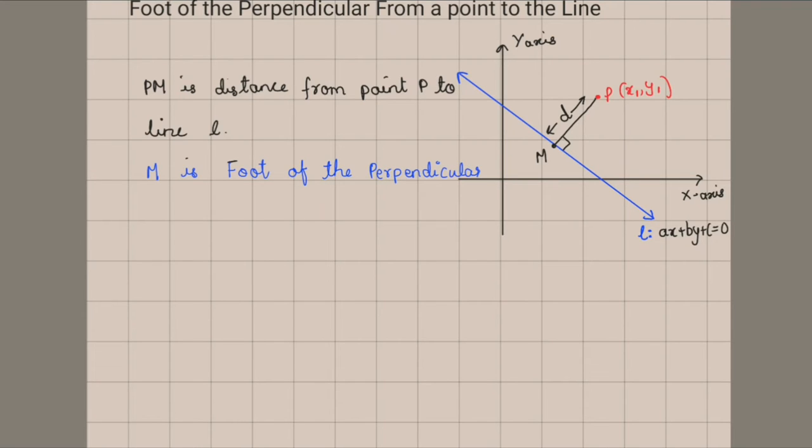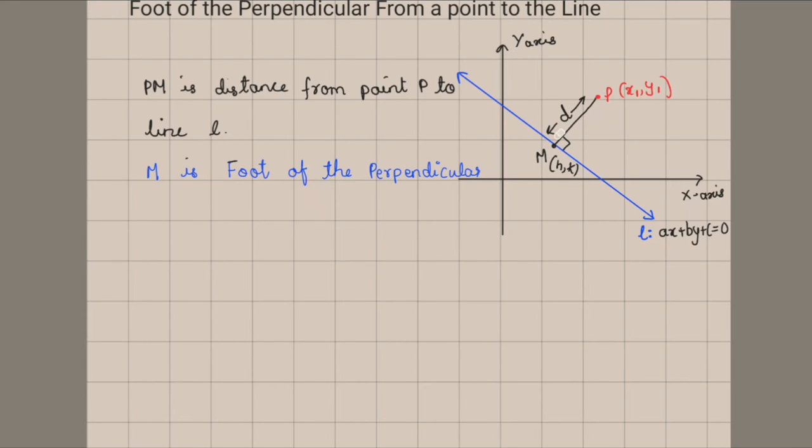Now we need to find the point M. Let's say the point M is some (h, k). So we need to find two variables, h and k. So we need two equations. That is for sure. If you solve those two equations, we should get some (h, k). Let's see how to approach this problem.